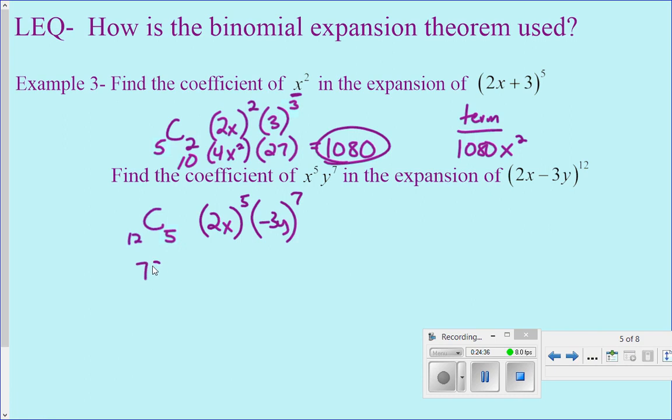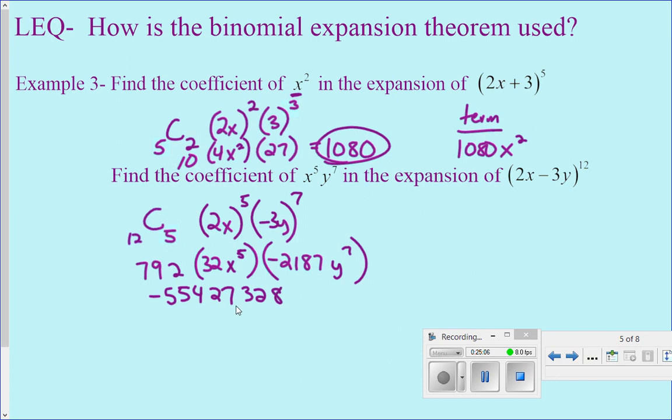It's 792. I'm going to take 2 to the fifth and get 32. And that's x to the fifth. And I'm going to take negative 3 to the seventh, and that is negative 2,187, and that's going to be y to the seventh. So the last thing I'm going to do is multiply 792 times 32 times negative 2,187. And when I do that, I get negative 55,427,328. Again, all they asked for was the coefficient, so that is my answer.